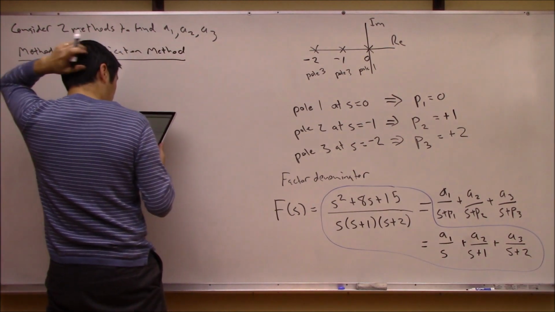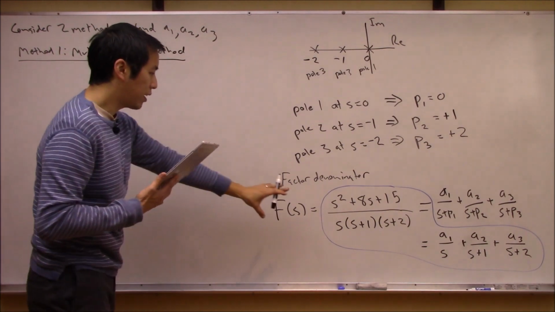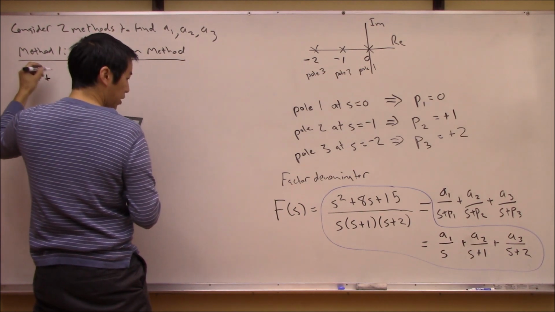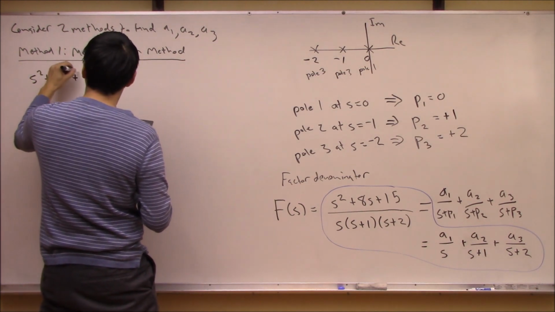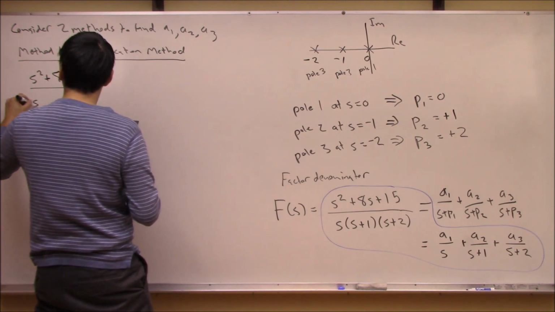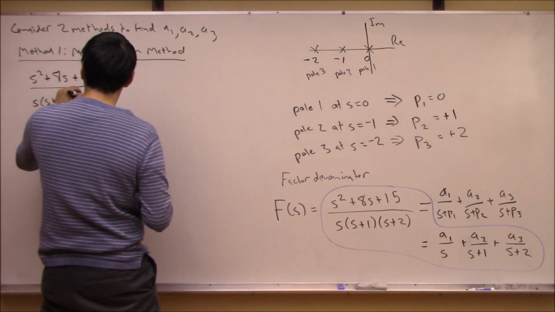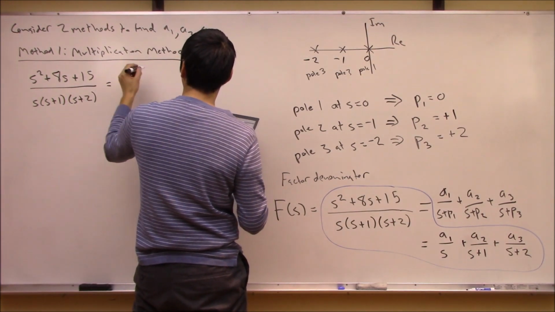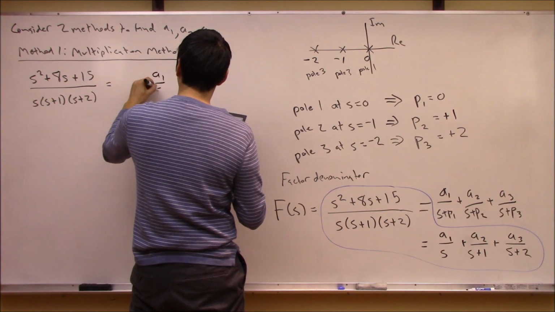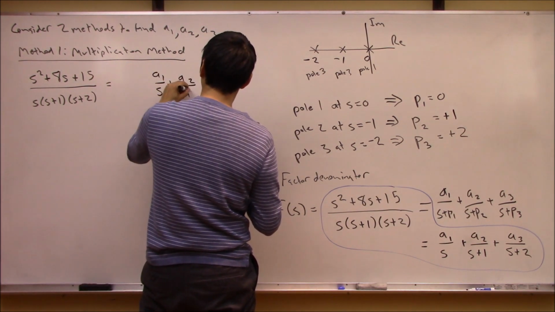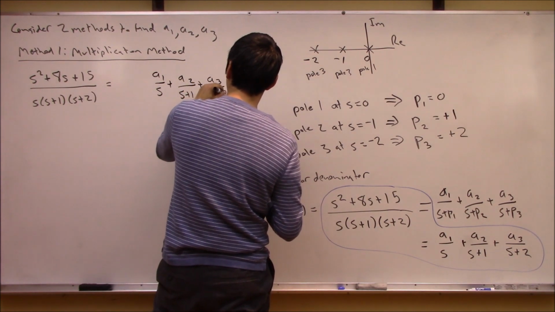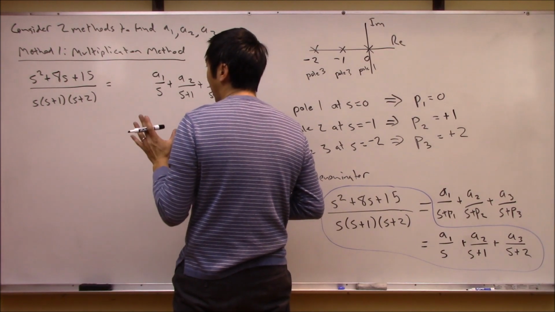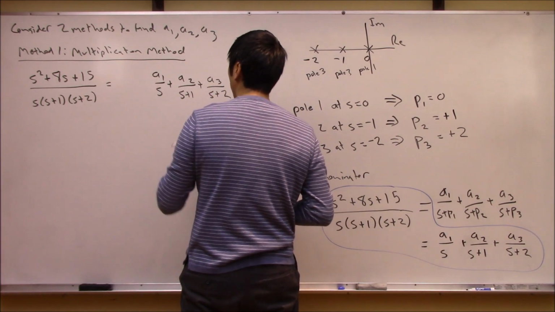Okay, so method 1 here, let's again rewrite the left-hand side, which is s squared plus 8s plus 15 all over s plus 1, s plus 2, is equal to the other side. So this is a1 over s plus a2 over s plus 1 plus a3 over s plus 2. Okay, so the multiplication method is we're going to try to get each one of these a1, a2, a3 one at a time.